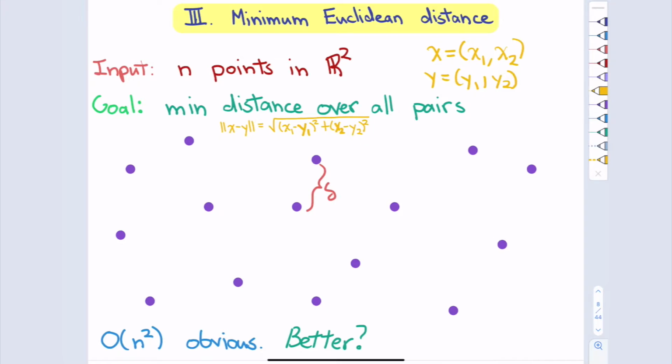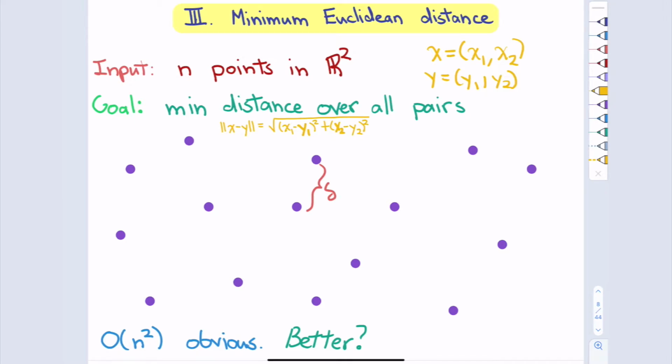So the goal is to only find one point, or all? The goal is to find the minimum distance over all pairs of points. So just one distance? Yeah, so ultimately you output one value. And we're not worried about whether multiplication takes a long time or anything like that. We're just assuming we can do math.